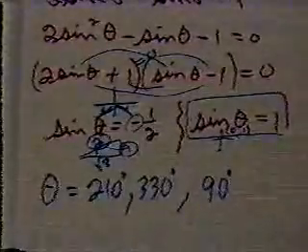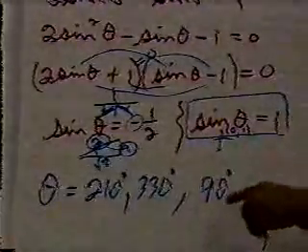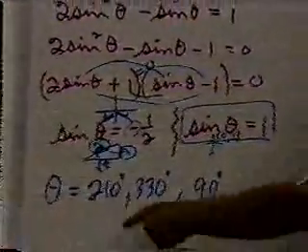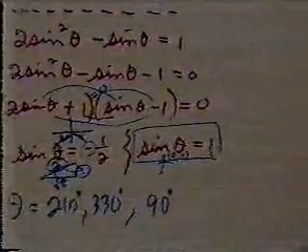All right, so that means these three angles will work up here. And you should learn to rewrite them in ascending order. So put 90, and then 210, 330. All right, let's look at example 4.